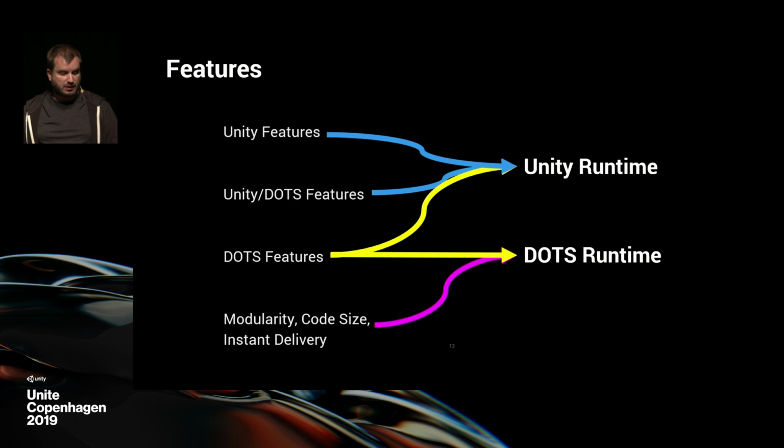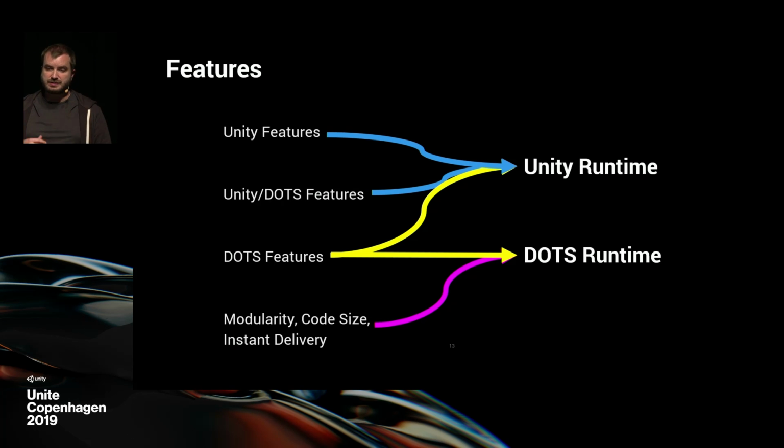When we look at all of these individual features together, whether you choose to make a Unity runtime, a classic Unity app, or a DOTS runtime app, one of the things you need to figure out is what features you actually need. If the target use cases for Project Tiny and DOTS runtime, such as modularity, code size, and instant delivery, are the important things, then you need to choose the DOTS runtime, which means you're constrained to these DOTS features.